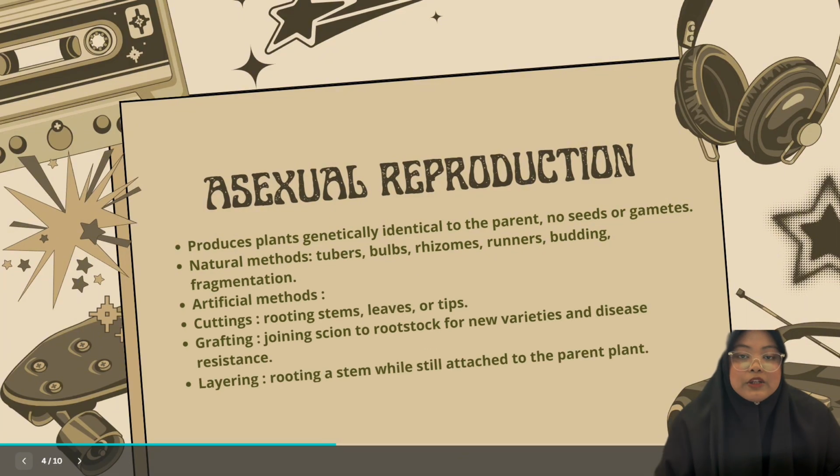Next is asexual reproduction, which is the second method of plant propagation. Asexual reproduction produces plants genetically identical to the parent with no seeds or gametes. Its natural methods are tubers, bulbs, rhizomes, runners, and budding, while its artificial methods are cutting, which is rooting stems, leaf or tips, grafting, that is joining scion to rootstock for new varieties and disease resistance, and lastly layering, which is rooting a stem while still attached to the parent plant.